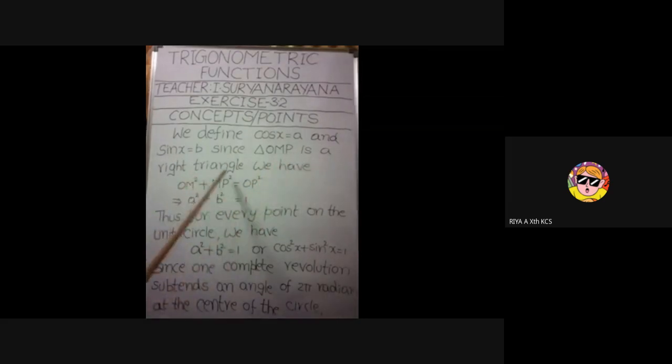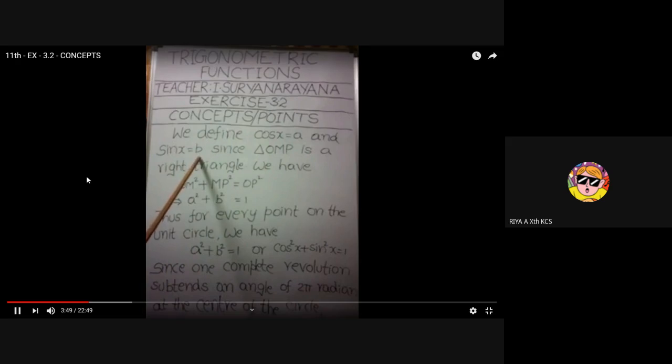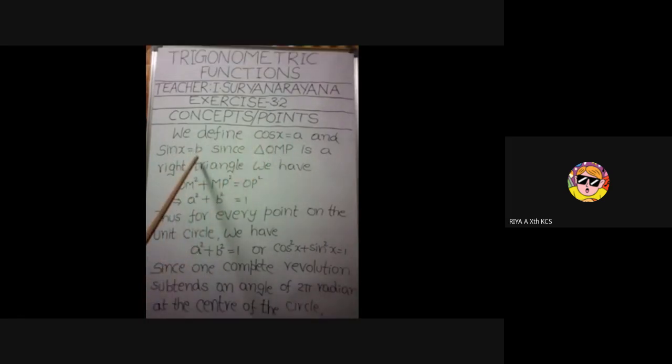Since triangle OMP is a right triangle, in earlier class you studied cos x is equal to adjacent side by hypotenuse. Similarly, sin x is equal to opposite side by hypotenuse. By using that formula, we get cos x is equal to A by 1, which means A only. Similarly, sin x is equal to B by 1, so finally we get B. Understood these two results, my dear children?